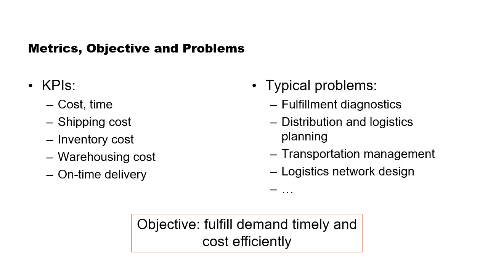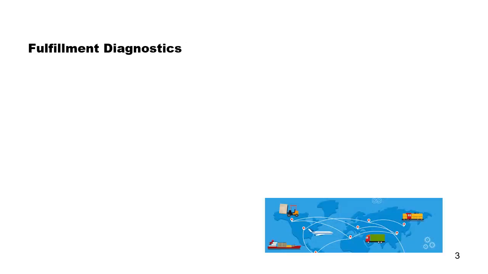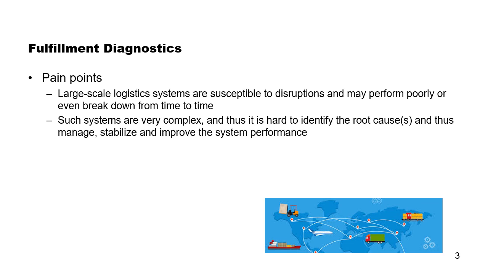Typical problems include fulfillment diagnostics, distribution and logistics planning, transportation management, and logistics network design. On large scale, logistics systems are often susceptible to disruptions and may perform poorly or even break down from time to time. Such systems are typically very complex, and thus it is hard to identify the root causes and manage, stabilize, and improve the system performance.